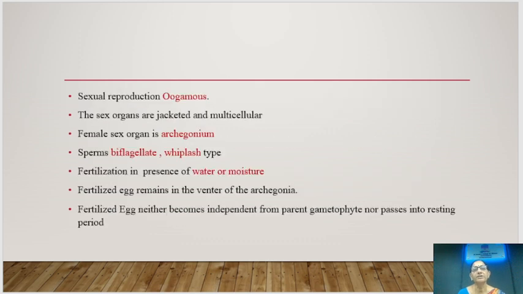Regarding reproduction in bryophytes, sexual reproduction is mostly of the oogamous type. The sex organs are jacketed and multicellular. The female sex organ is known as the archegonium, and the male sex organ is known as the antheridium. The sperms are biflagellated, and the flagella are of the whiplash type. Fertilization takes place in water, as it requires moisture.